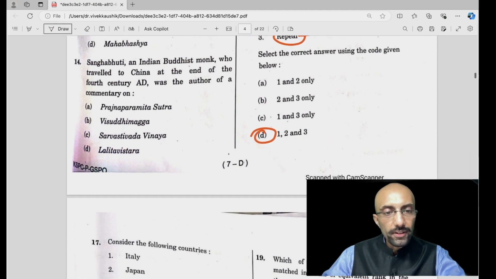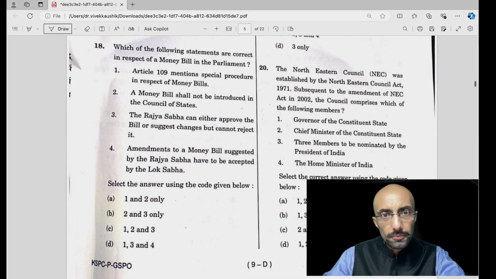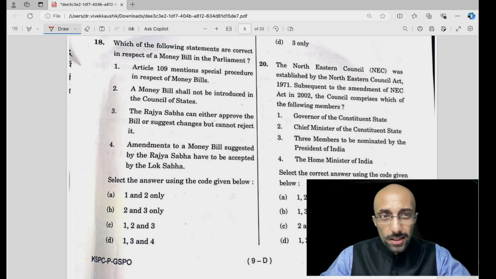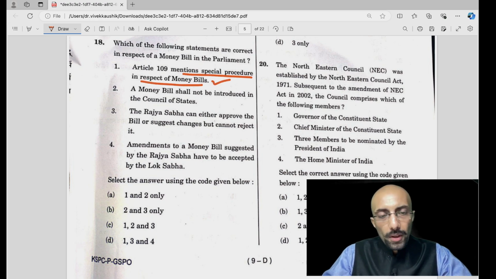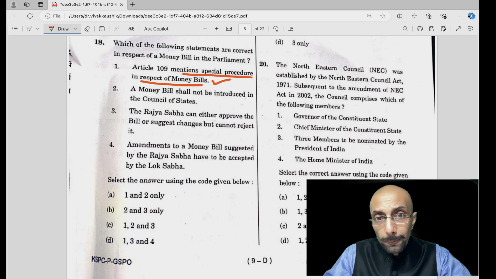After the 16th, we have the 18th question from Polity. Again, money bill. The UPSC examiner seems to be obsessed with money bills. Okay, Article 109 mentions special procedure regarding money bill. Correct. A money bill shall not be introduced in the Council of States, Rajya Sabha. Correct. We know this very well.